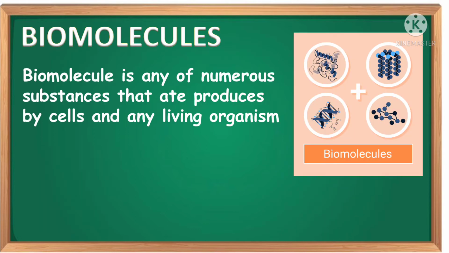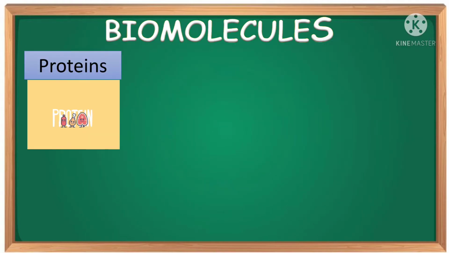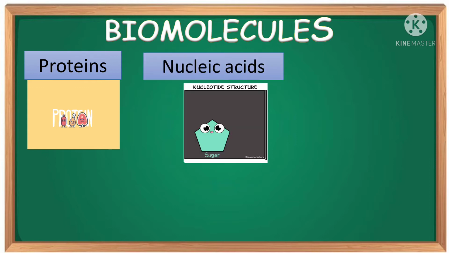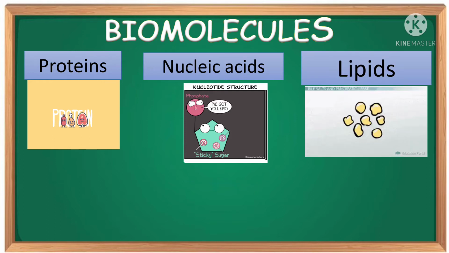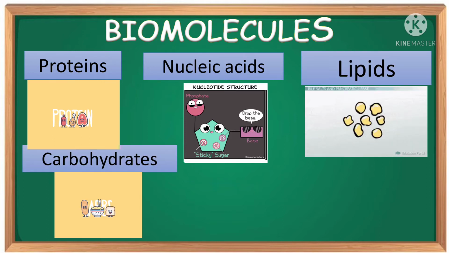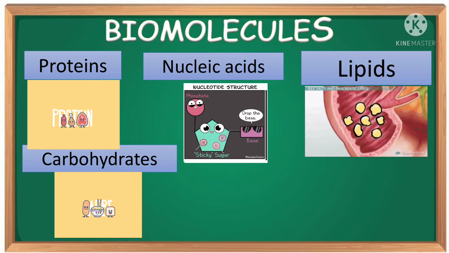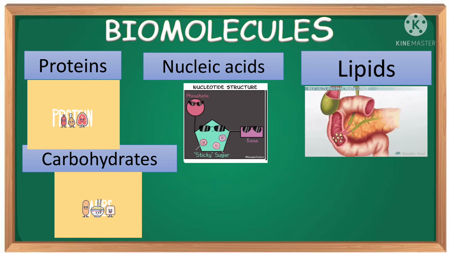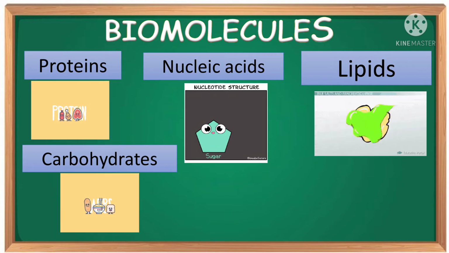What are biomolecules? Biomolecules are any of numerous substances that are produced by cells and living organisms. We have different types of biomolecules. The first one is proteins, the second one is nucleic acids, the third one is lipids, and the last one is carbohydrates. Those are the different types of biomolecules, which perform a different range of functions.